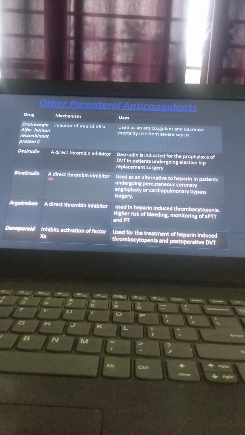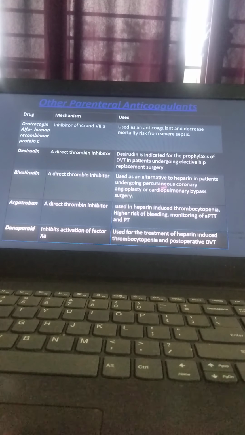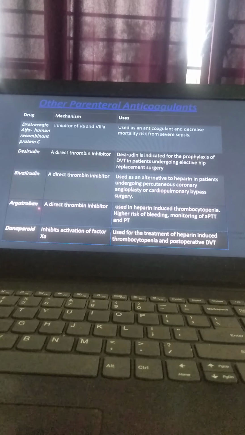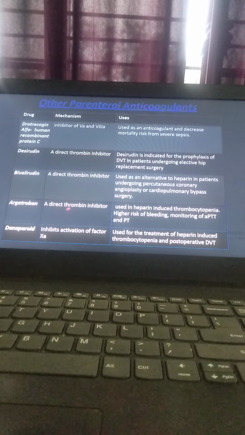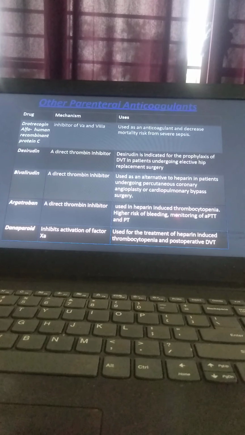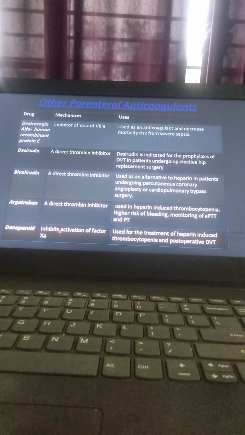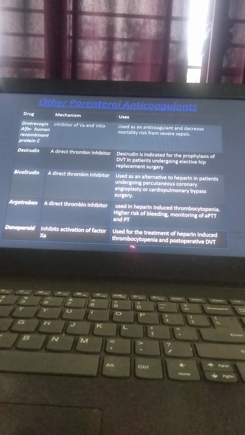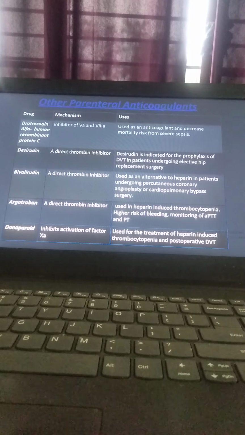Then we have bivalirudin, a direct thrombin inhibitor, used as an alternative to heparin in patients undergoing percutaneous coronary angioplasty or cardiopulmonary bypass surgery. Then we have argatroban, a direct thrombin inhibitor, used in heparin-induced thrombocytopenia, with high risk of bleeding, and monitoring of the APTT, activated partial thromboplastin time, and PT, prothrombin time. Then we have danaparoid, which inhibits the activation of factor 10A, used for the treatment of heparin-induced thrombocytopenia and post-operative DVT.